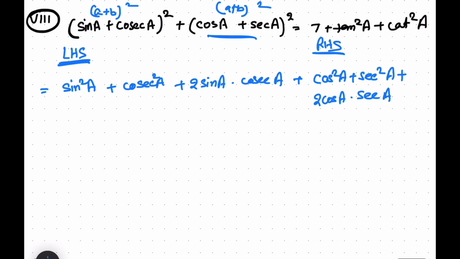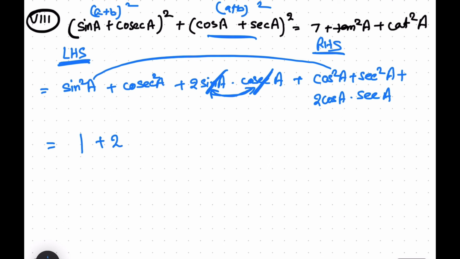If we can make a correlation, sin squared a plus cos squared a, we can write as 1. Sin and cosec are opposite to each other, right? So this can cancel. We can write the 2. Now, cos and secant are opposite to each other, can cancel and write the 2. Remaining part is cos squared a and secant squared a, right? Write it here.